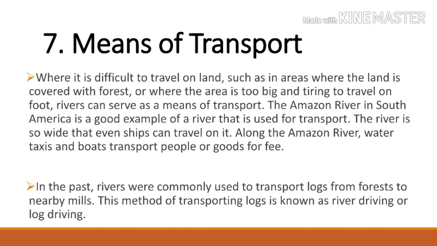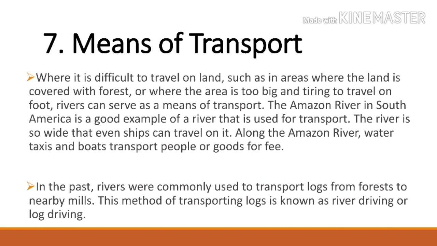Alright, the last positive impact of rivers is a means of transport. Again, the seventh positive impact of rivers is means of transport. Where it is difficult to travel on land, such as in areas where the land is covered with forest, or where the area is too big and tiring to travel on foot, rivers can serve as a means of transport. The Amazon River in South America is a good example of a river that is used for transport. The river is so wide that even ships can travel on it. Along the Amazon River, water taxis and boats transport people or goods for a fee.